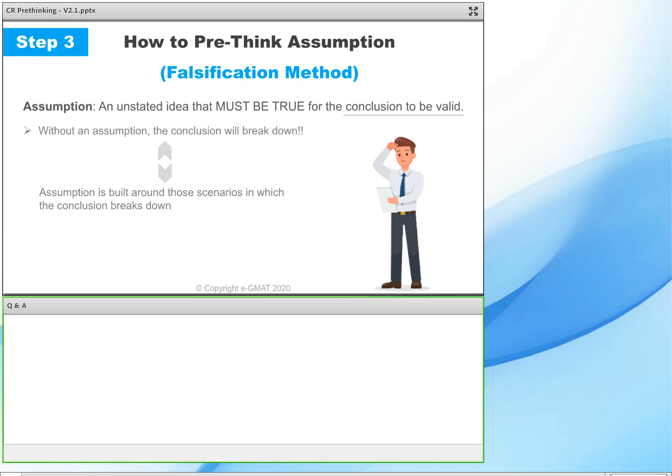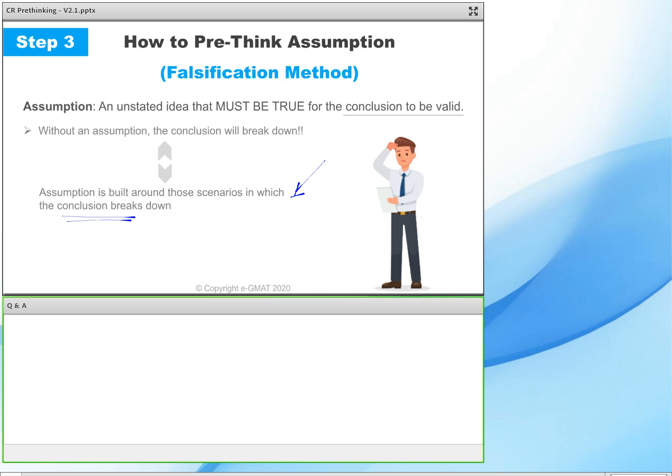So if you were designing a house and you were to say, okay, where do I put pillars? How would you go about doing that? You would figure out, okay, in my architecture, where does the roof cave in? And then you would put a pillar over there. Or in other words, an assumption is built around scenarios where the conclusion breaks. Why? Because all an assumption really says is, in the context of this argument, those scenarios are not possible.